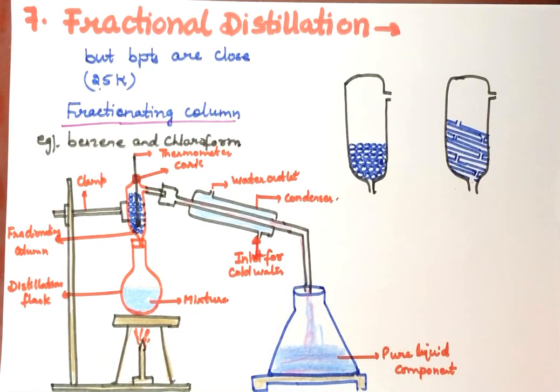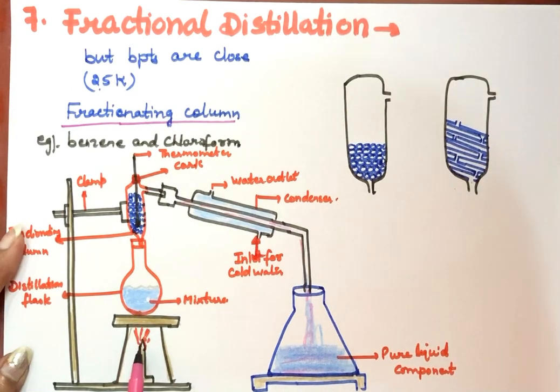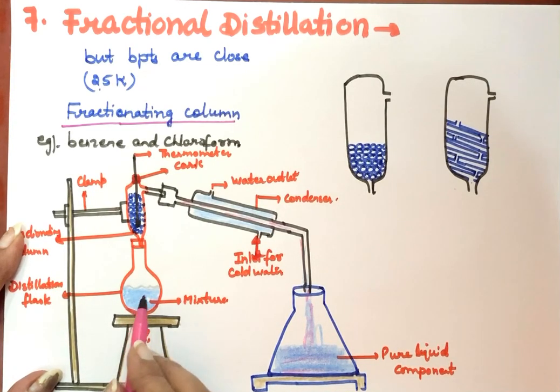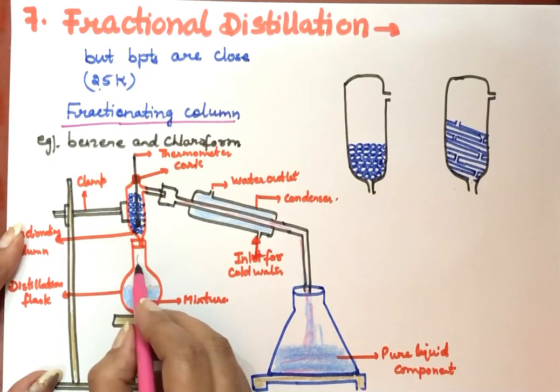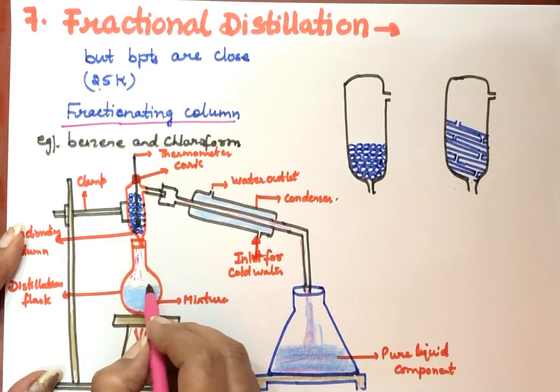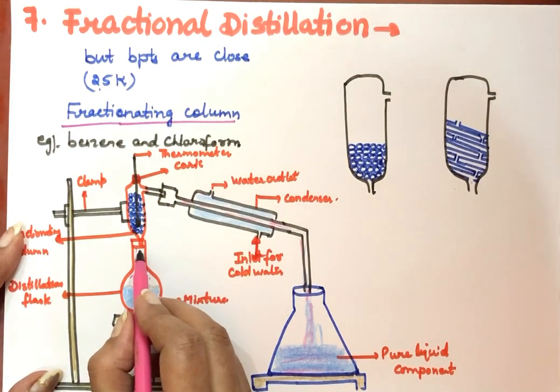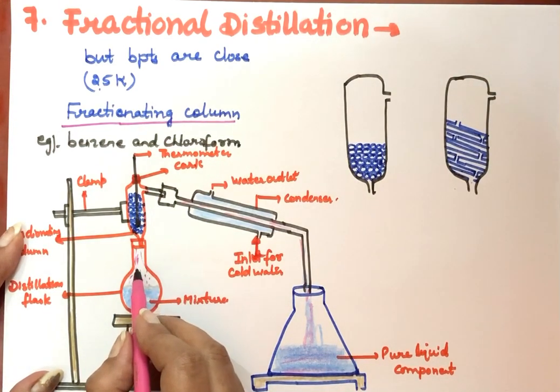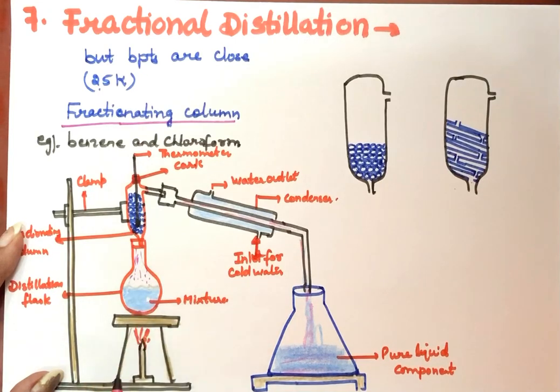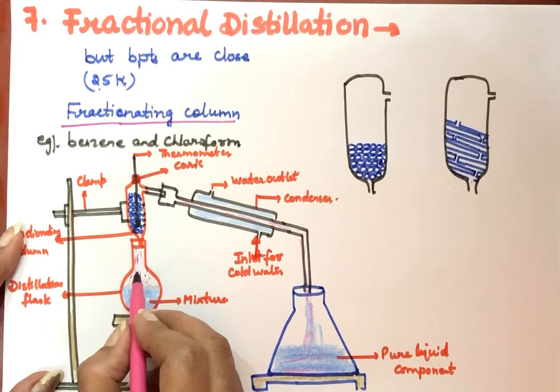When a liquid mixture here is heated, the temperature slowly rises and vapors start forming. The vapors here are of both components, because there is not much difference in the boiling points of the two components. But they are mainly of the volatile component, because that has a lower boiling point. So the mixture is here, but we will have more of the component whose boiling point is low.